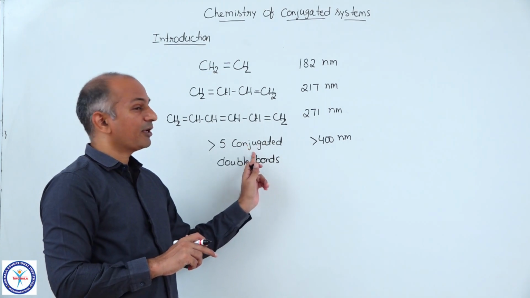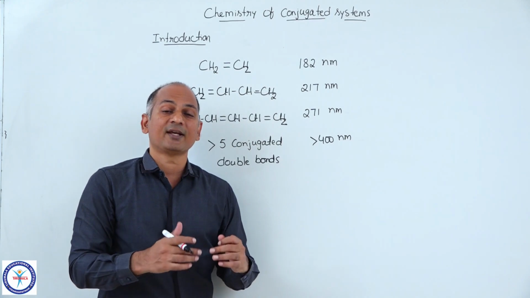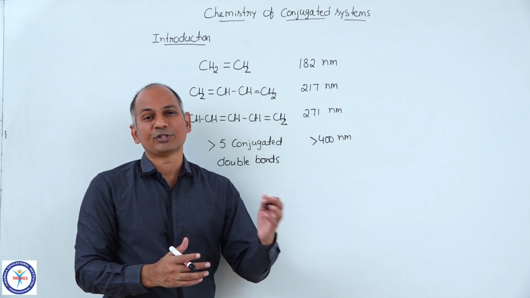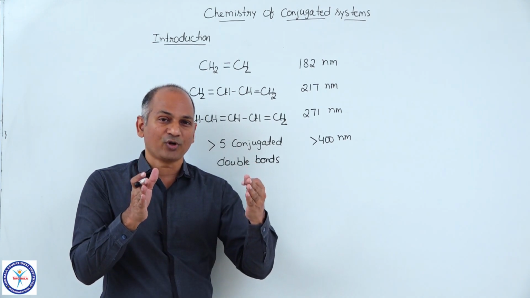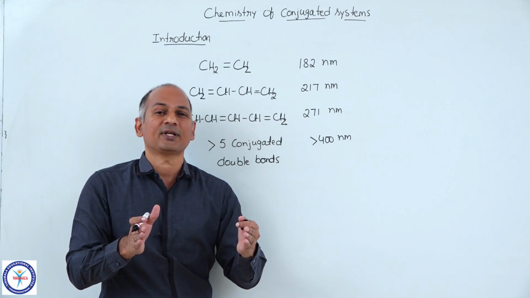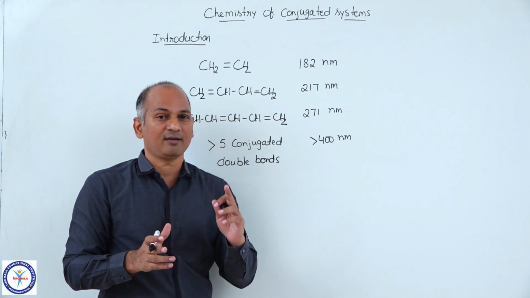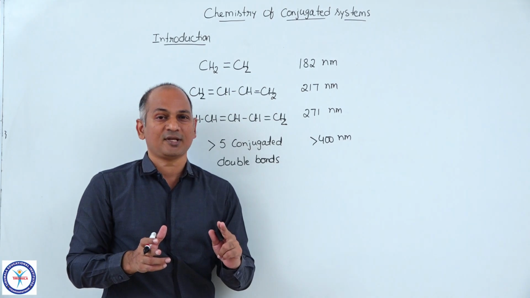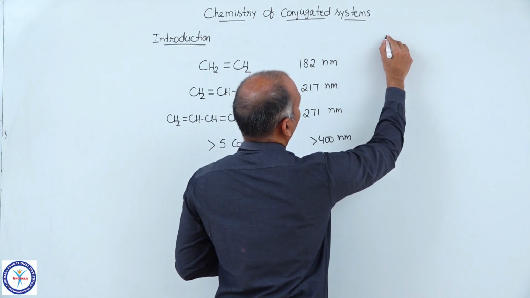But if conjugation becomes too much, the wavelength becomes greater than 700 nanometers, and beyond 700 nanometers it goes into the infrared region, and again we cannot see any color. So if it falls between 400 nanometers and 700 nanometers, those compounds are expected to be colored. Now I will tell you two examples which all of you know. The first one is this compound.